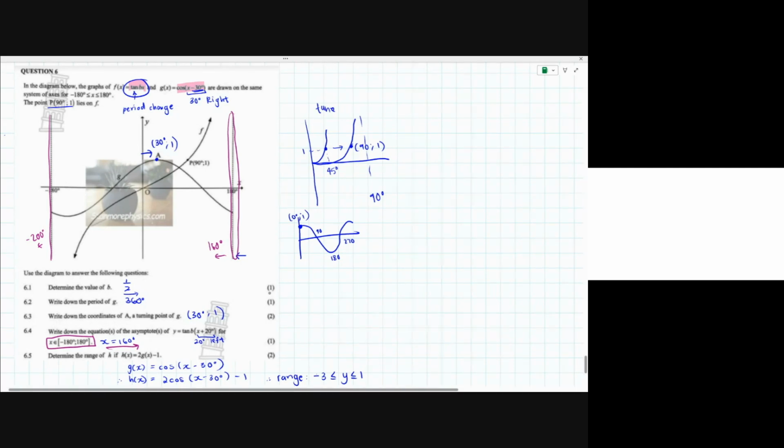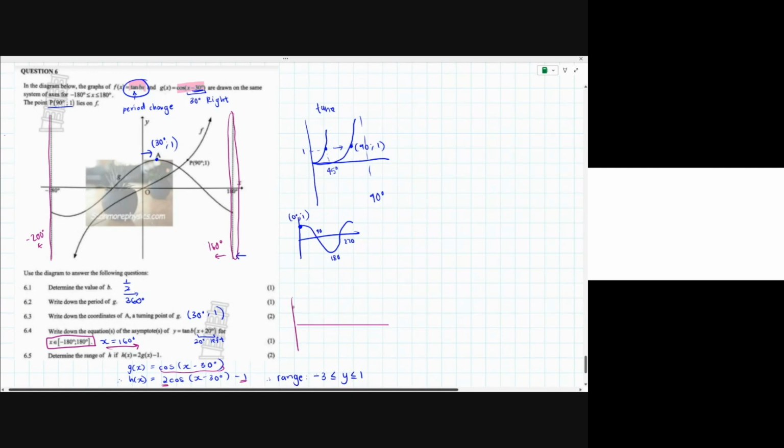Right, and then 6.5 says, determine the range of h if h of x equals 2 times g of x minus 1. I always just work out the new equation. So you times the cos graph by 2, so you change the amplitude, and then you shift it down 1. So I do see the question on the chat, I'll get to you now.